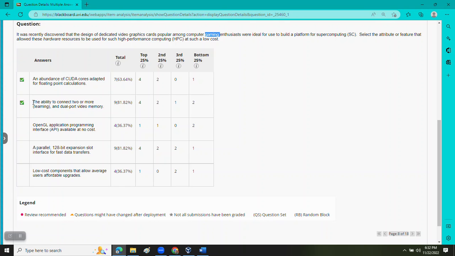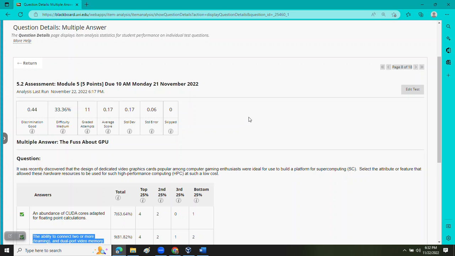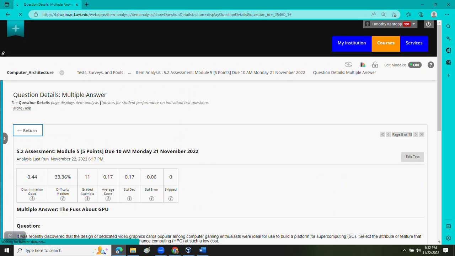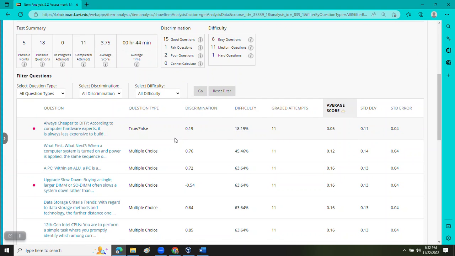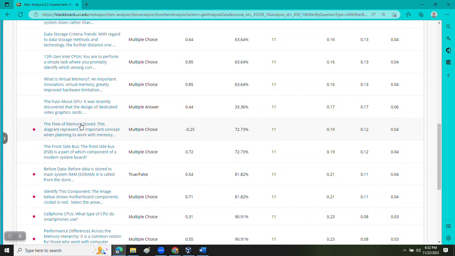And the other thing you can do with gaming cards is you can connect 2 or more of them together, and they have dual port video memory, so you can read to and write from the graphics memory at twice the rate that you can with regular system memory. So that's very high performance stuff, and given the amount of money that you'd spend for a graphics card, it's a lot less than a supercomputer.